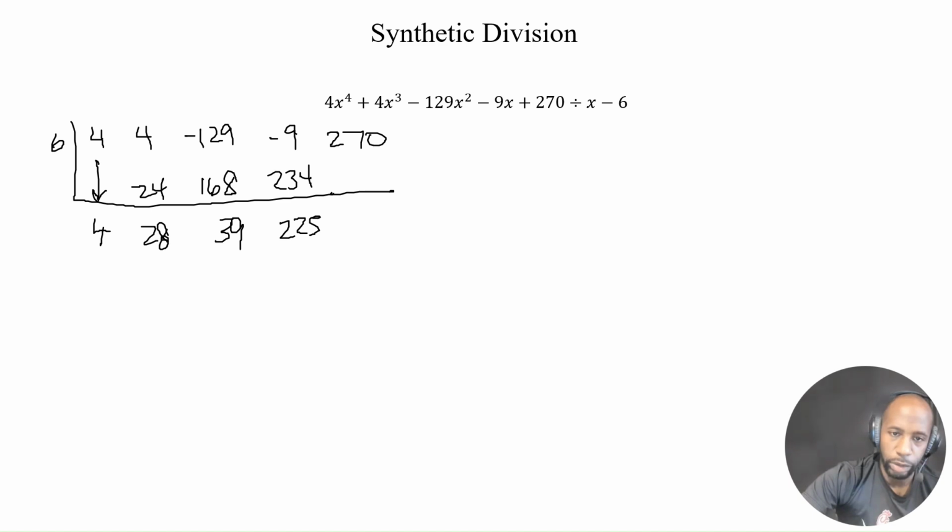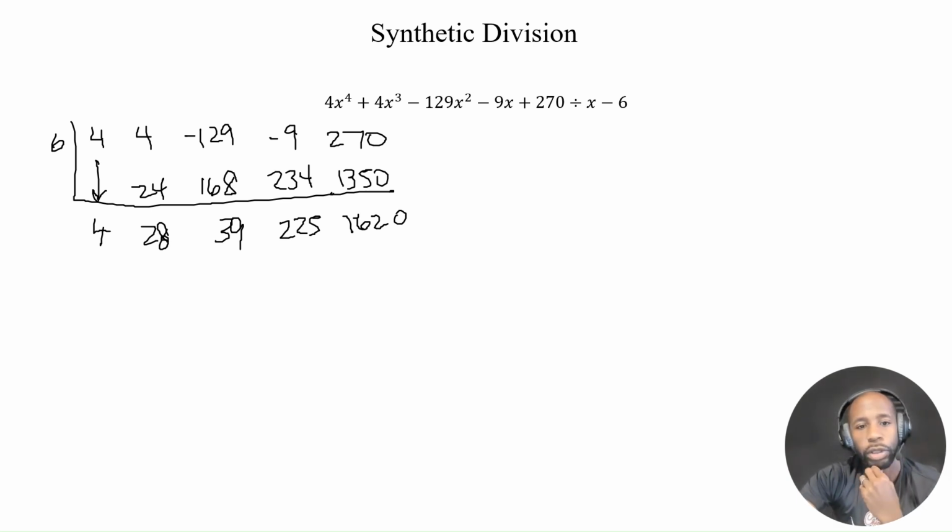Okay, and then 225 times 6 gives us 1350. Uh-oh, 1350 right here. And then 1350 plus 270 gives us 1620. These are some big, weird numbers, but the answer is what it is.